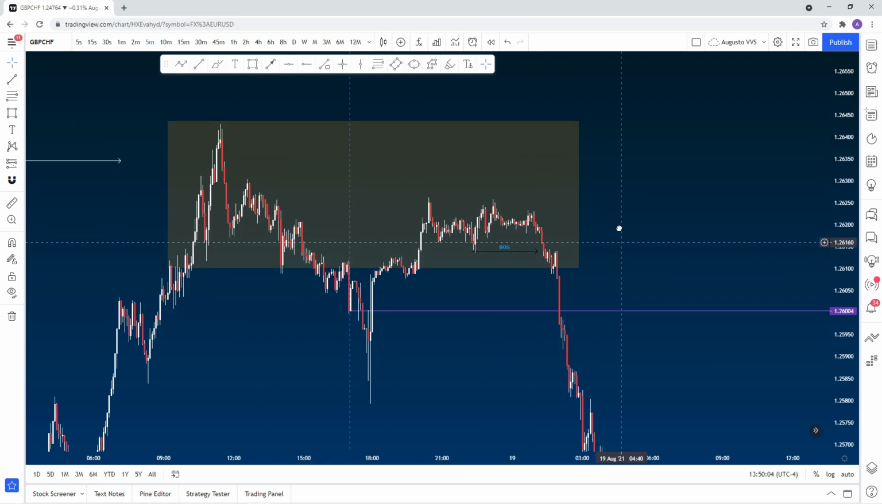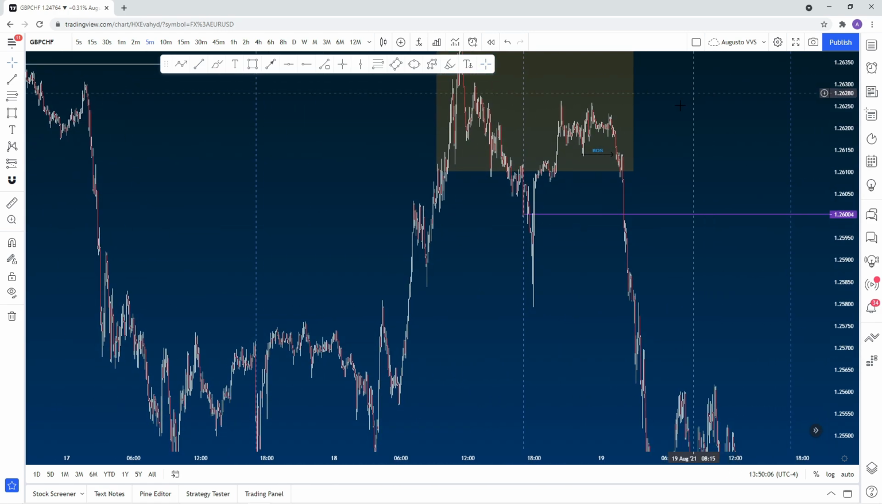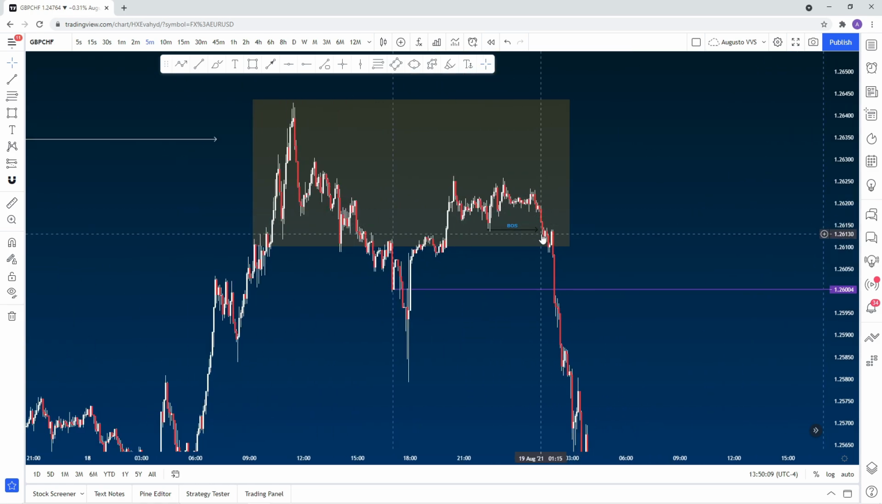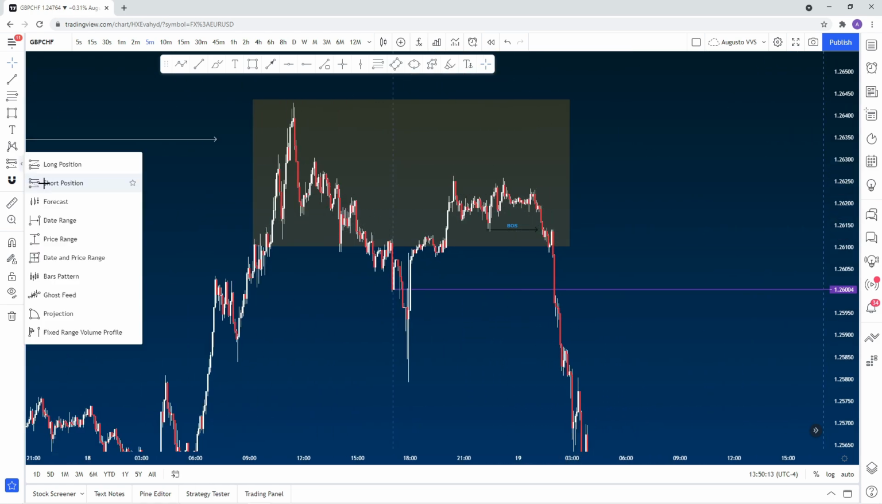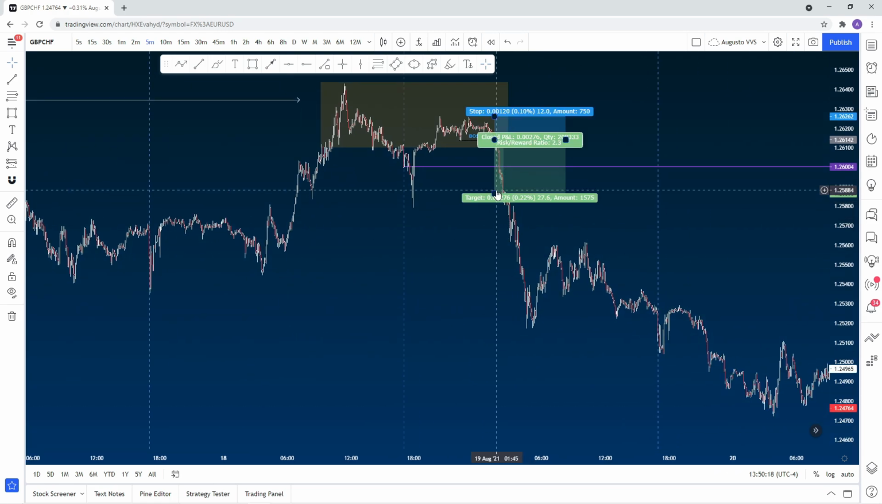So once this happened, if you were anticipating an expansion for this day, you could have gotten this trade with a stop loss up here and you managed to capture the entire range expansion.